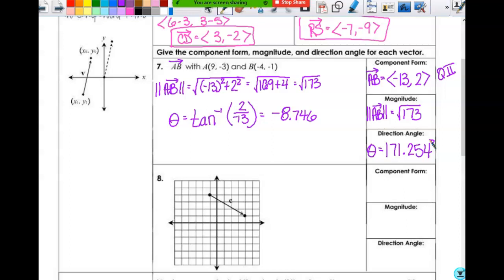What questions do we have? Anything? We're all good? Okay, awesome. All right, so let's look at number 8.